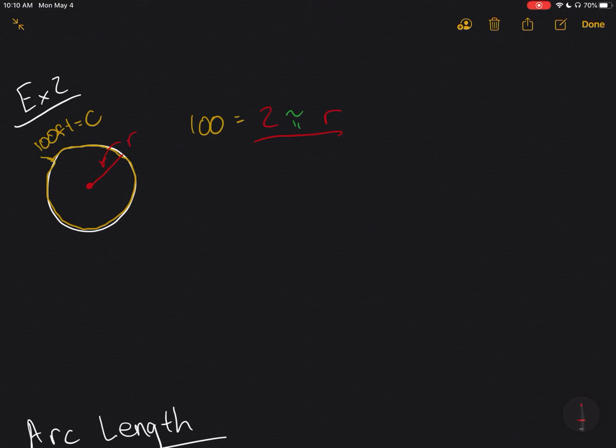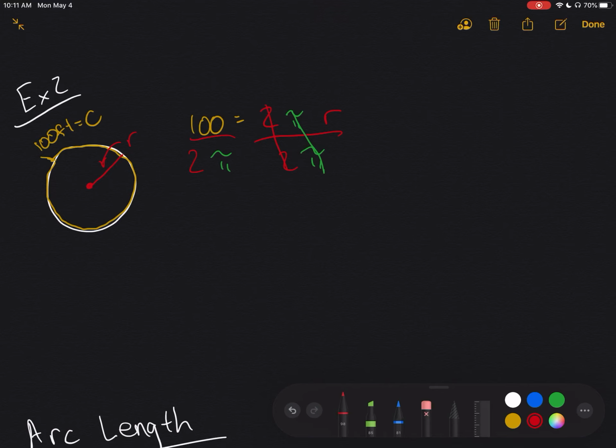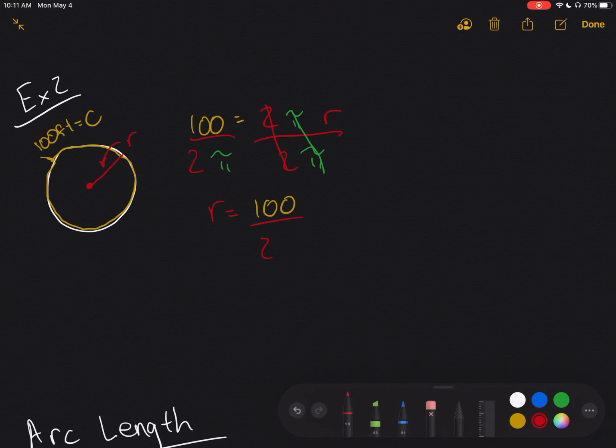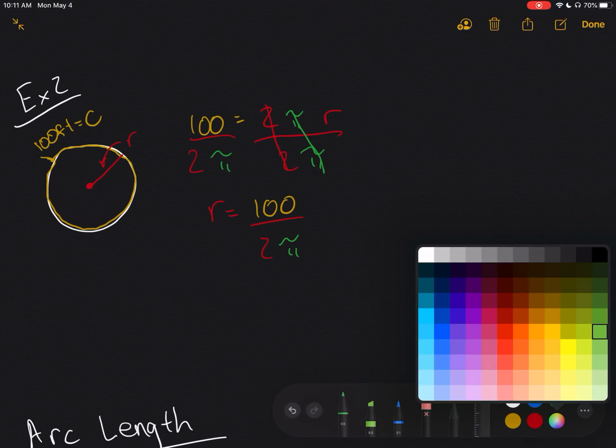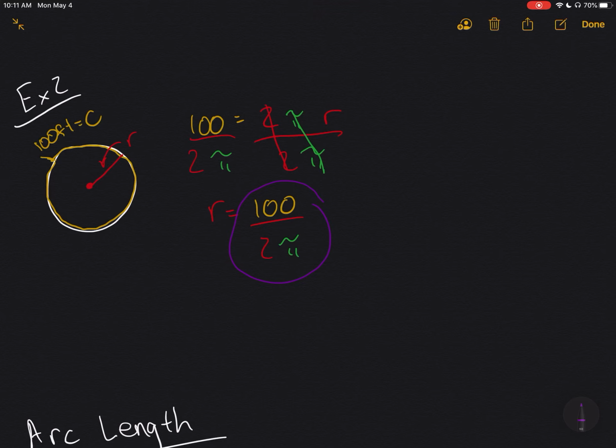So I'm going to divide by 2 on the left, and if I do that on the right, then I have to do it on the left as well. And I'm going to divide by pi on the right, and if I divide by pi on the right, I have to divide by pi on the left as well. And so now I'm left with r is equal to 100 divided by 2 pi. Okay, and this is our exact answer. If you were asked to give an exact answer, that is that.